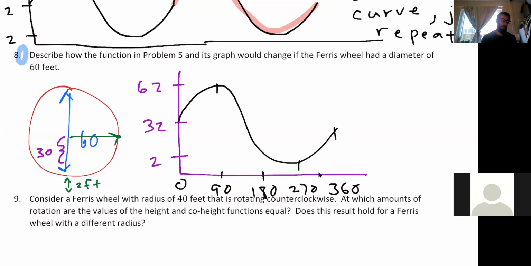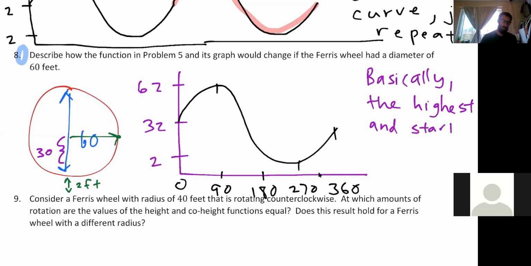So basically, the highest point would change and the starting point would change. Kind of to summarize it really efficiently: the highest and starting points would change. And they would actually increase.